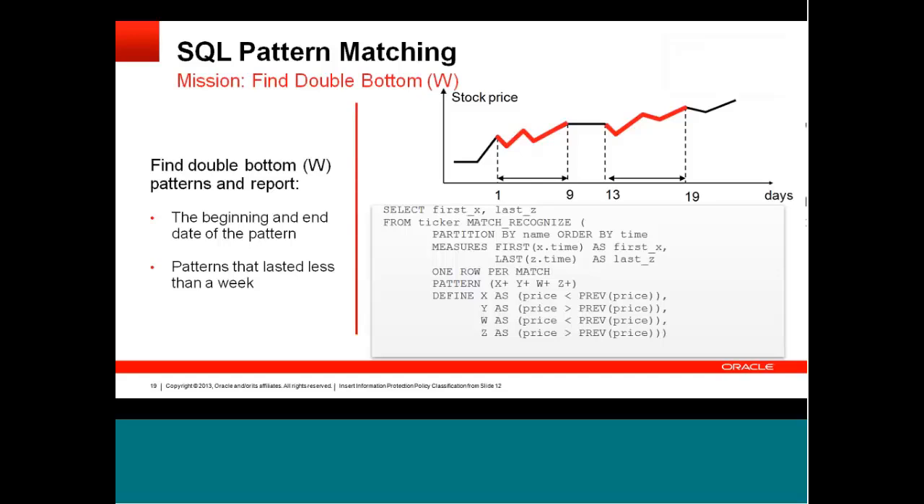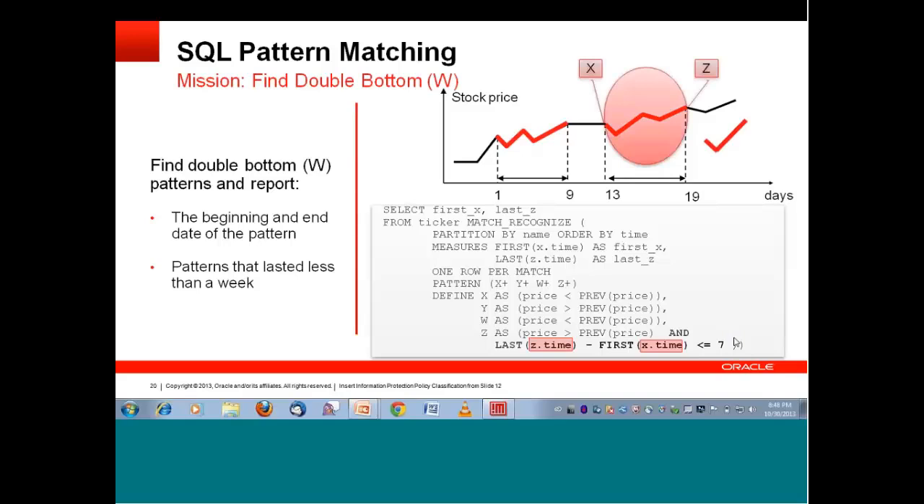For that, we include a logical condition. That is, we define the last condition which says last of Z time minus first of X time should be lesser than or equal to 7, which implies that with this condition, we should successfully identify that the second pattern in the stock chart is the pattern of the search.